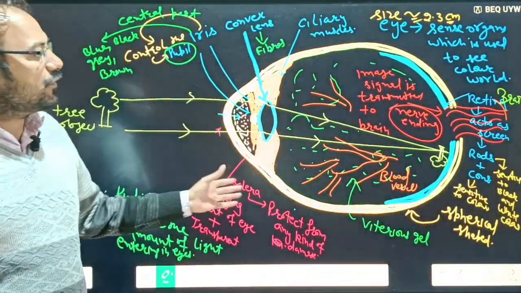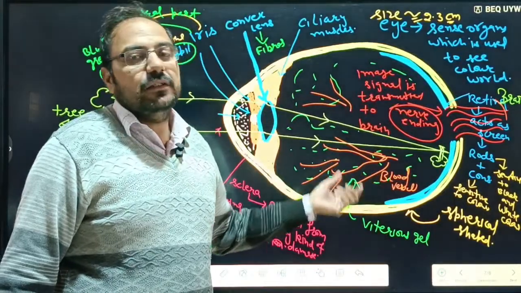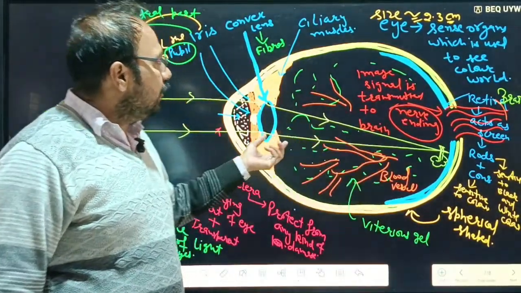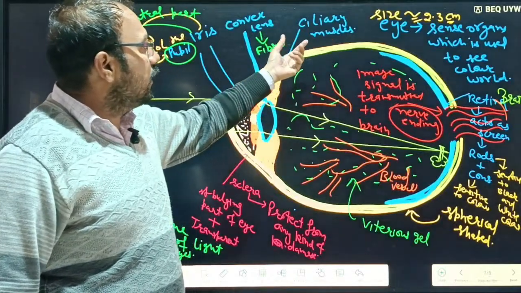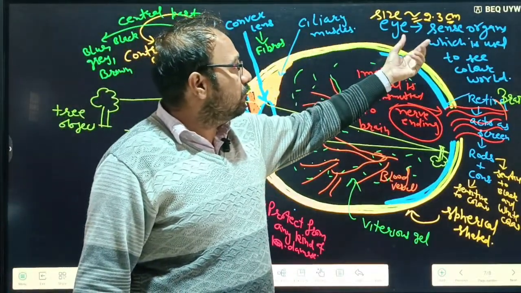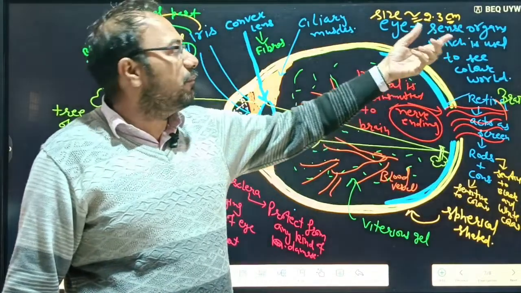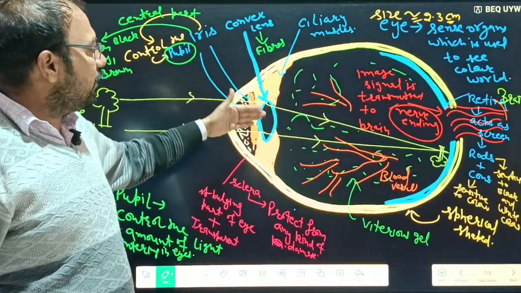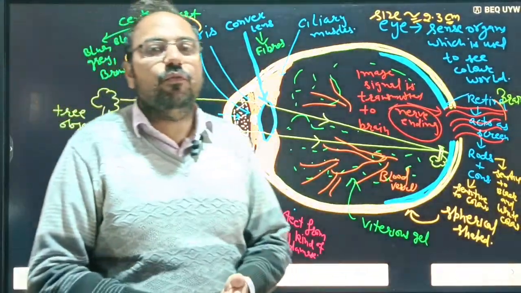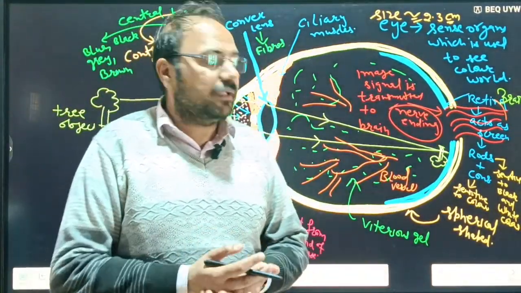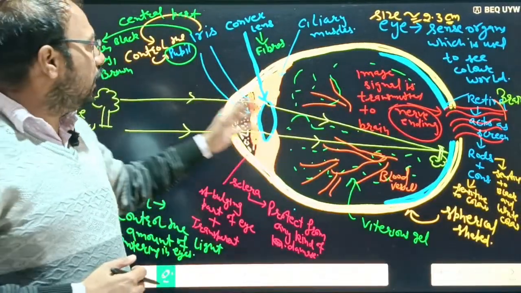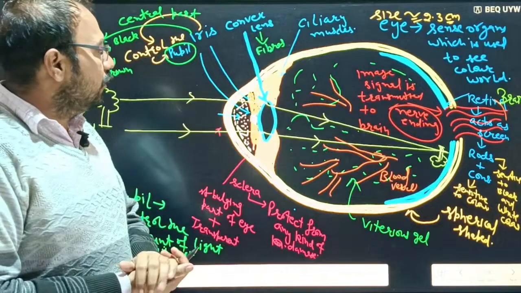So they maintain the shape of the eye. Blood vessels are used to supply blood to the eye, and this is the ciliary muscles. What is the shape of an eye? Spherical shape. And what is the diameter of an eye? 2.3 centimeter. And this is a convex lens. What is a convex lens? It is made of a transparent material, that is a muscle. So with the help of this lens, we can see different types of objects.